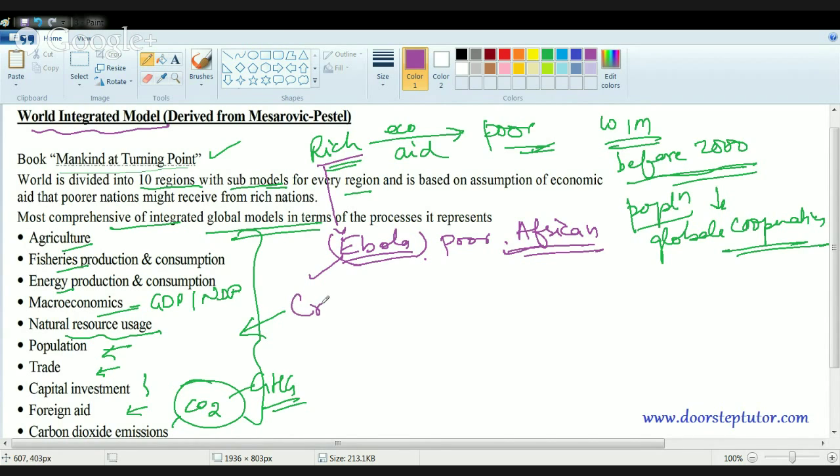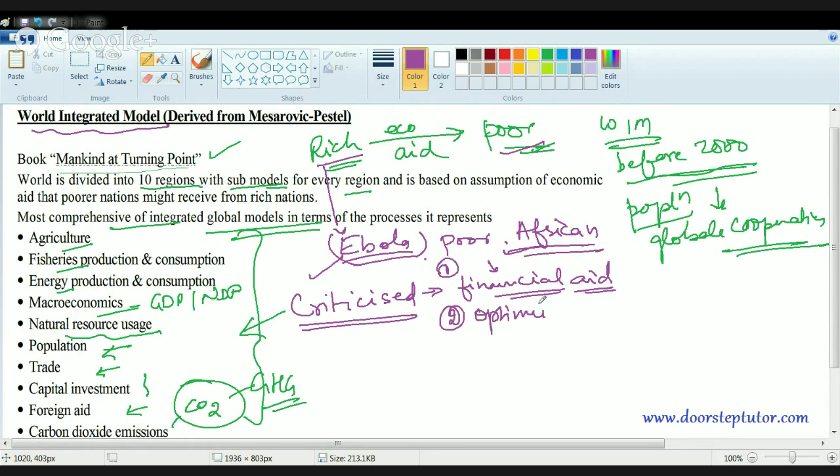Now, the World Integrated Model was criticized on numerous parameters. The basic criticism was they are aiming at economic aid or financial aid, which is not always the case because that is not the only parameter which would govern the development of a region. We cannot say a poor nation would develop only if it gets financial aid. So that was the first criticism. Second was it was highly optimistic about technology. So much optimism about technology is also incorrect because it's not always the case that technology would simplify and make things easier for future generations.